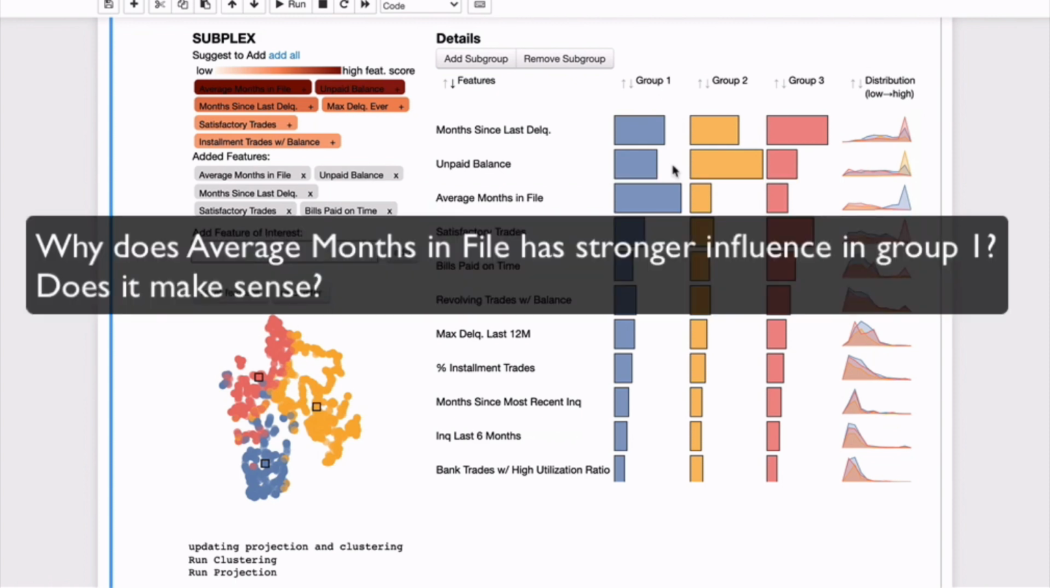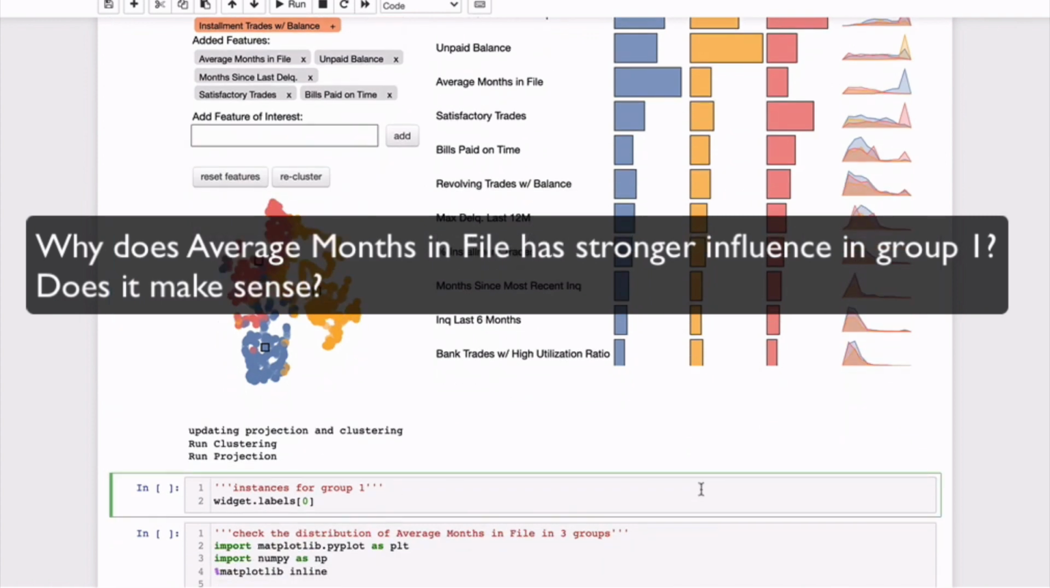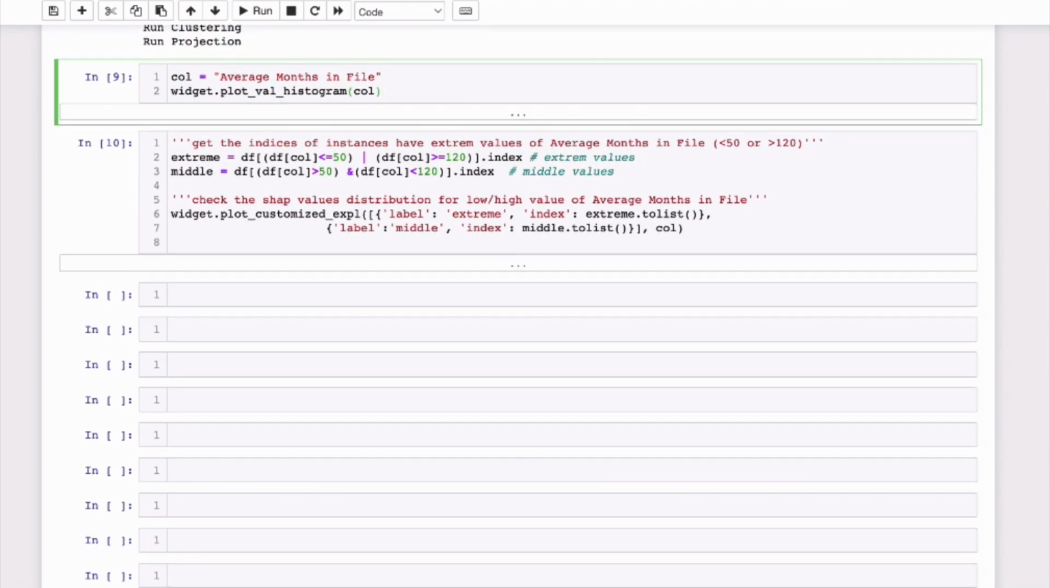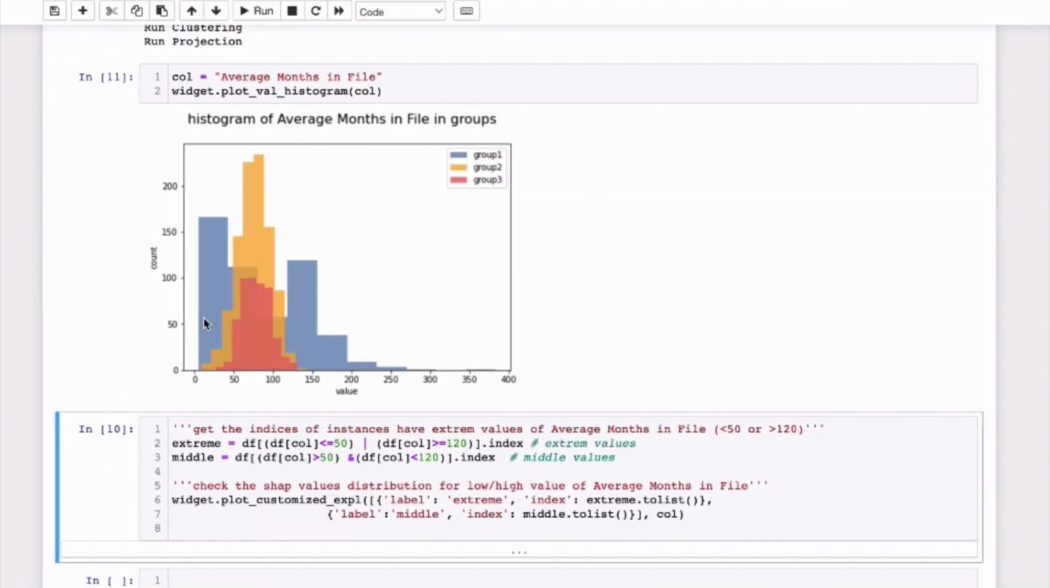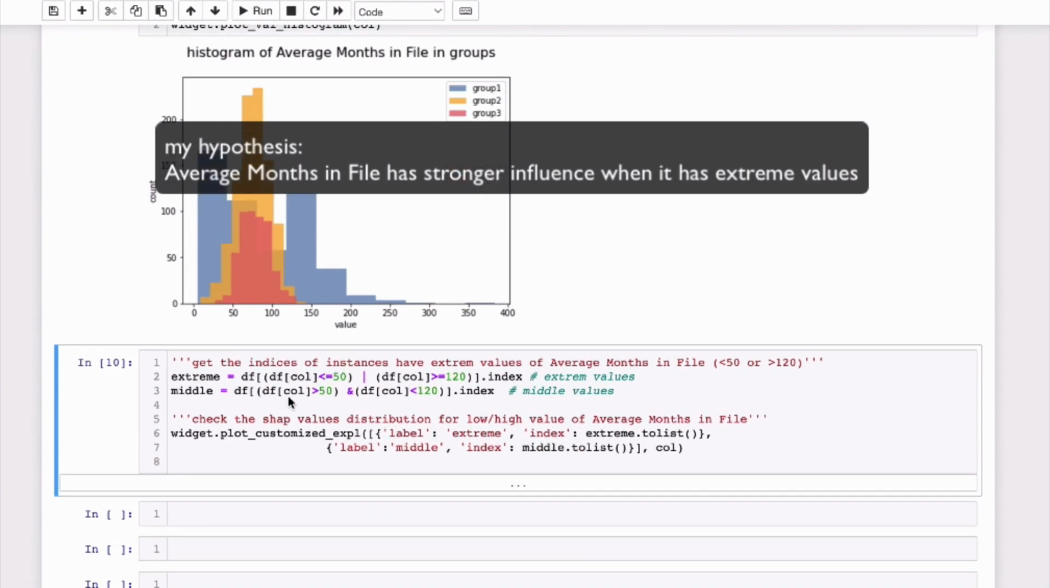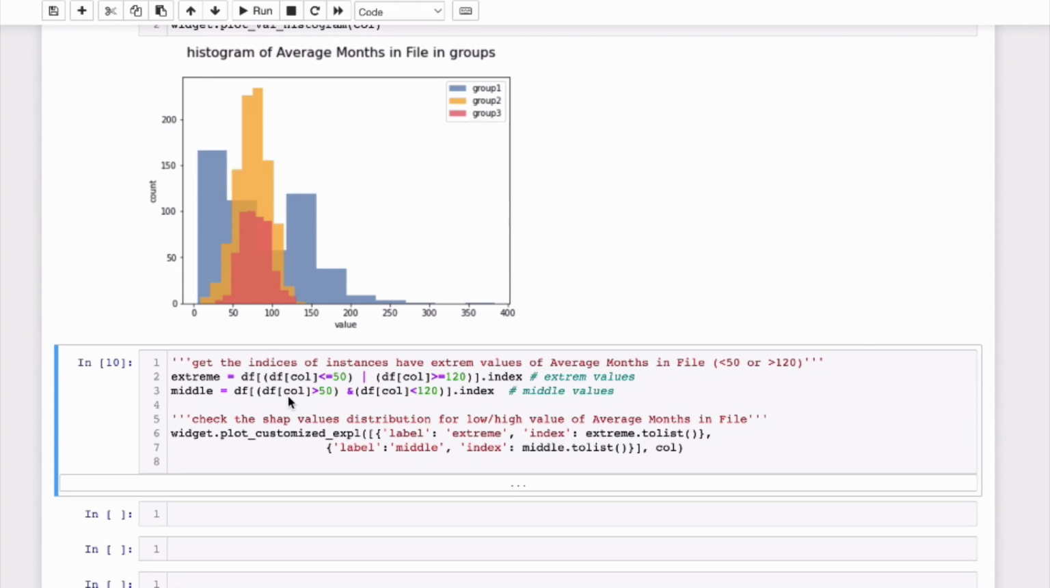Why average months in file has stronger influence in group 1? Does it make sense? I first checked the value distribution of average months in file for the 3 groups. For the first group, the values are between 0 to 400, and there are 2 peaks around 50 and 120. But group 2 and group 3 have the values mostly between 50 and 120. So I have a hypothesis that the feature average months in file has stronger influence when the average months in file has extreme values, such as fewer than 50 or more than 120.